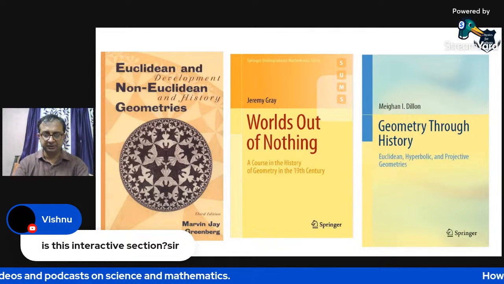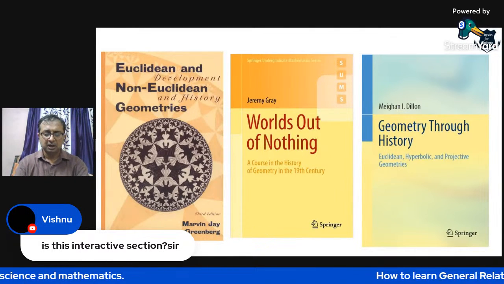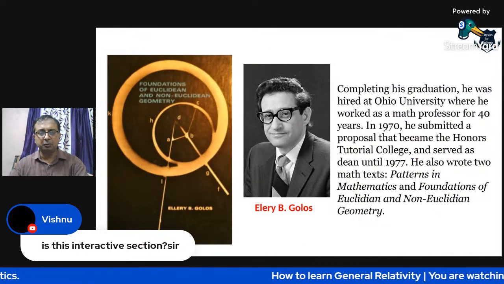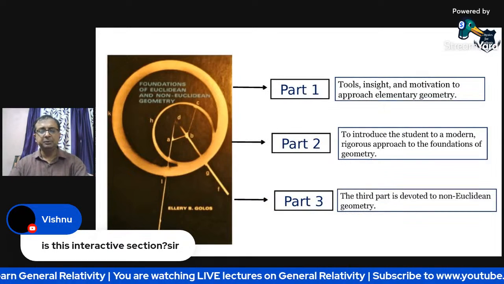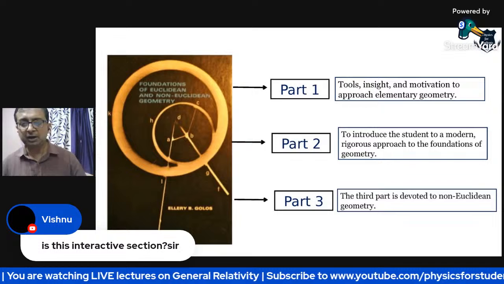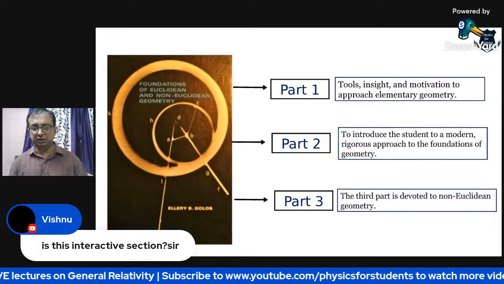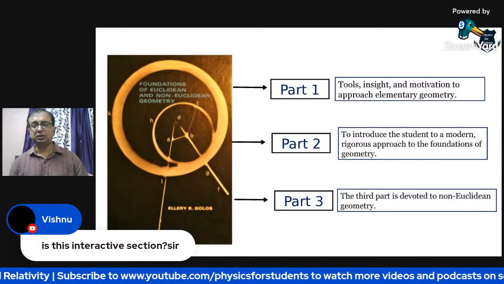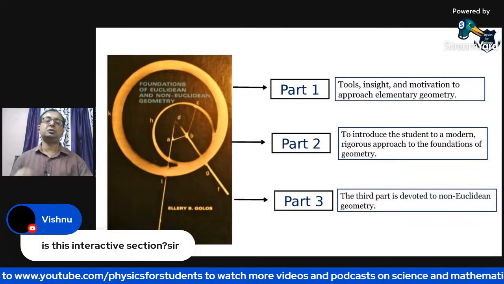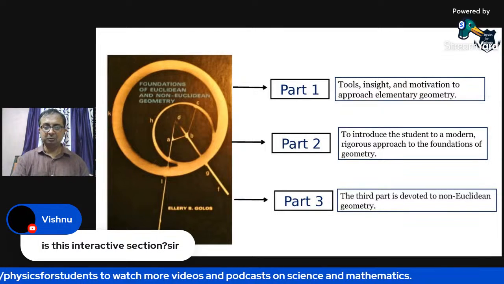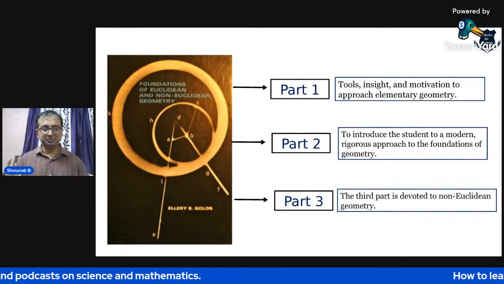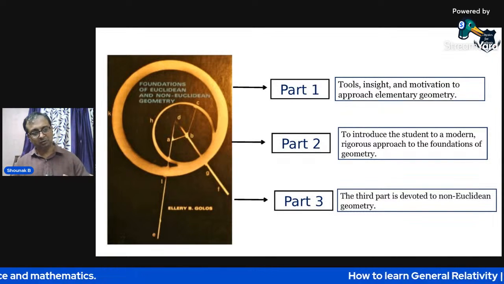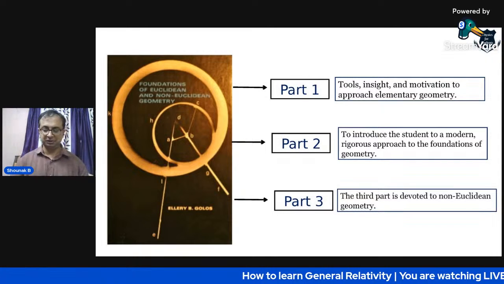And Geometry Through History is also a very good book. Further, I would recommend also this book, Foundations of Euclidean and Non-Euclidean Geometry. Why am I asking you to take this book? Because this book is divided beautifully in three parts. Part one takes the tools, insights and motivation. Part two introduces the student to the modern rigorous approach. And the third part is devoted to non-Euclidean geometry. So you see how this book is beautifully designed. First, it gives you insight into what this book is about. Then it introduces the modern notations, concepts, etc. And then it goes to Euclidean geometry.